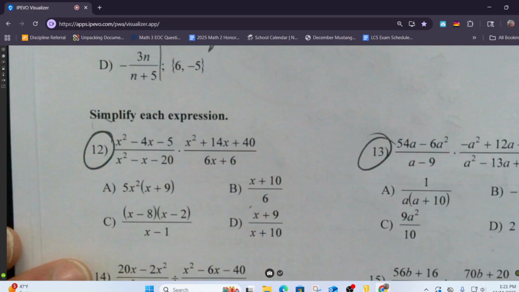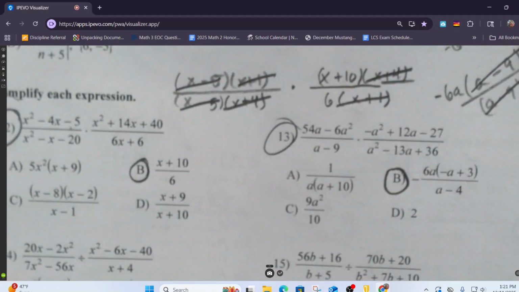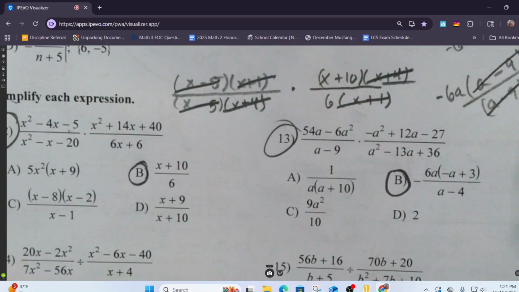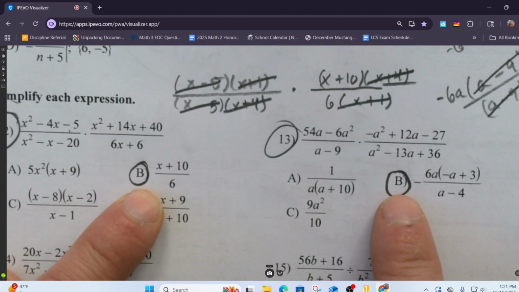Guys, what'd y'all get for 12? B. What'd you get for 13? I didn't do it yet. D. You got D for 13? No, 14. I mean, sorry, 13. I got B. So for number 12, you got B, and 13, you got B. I didn't get 13 yet. Yeah, 13 I got B too. I just did it by hand, but I got B for 12 and B for 13.